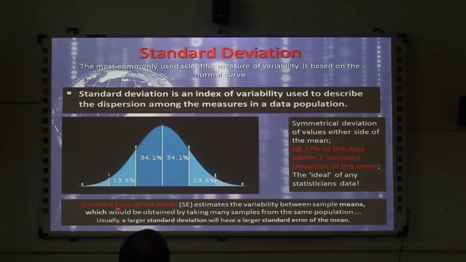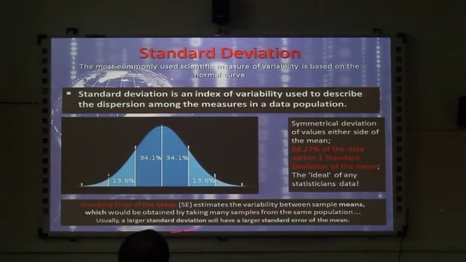People also use the standard error of the mean, which looks at the variability between sample means you get from taking many samples from one population. So a larger standard deviation will often have a larger standard error. Standard error is quoted much less. You can note that it's there, but don't worry about it for the moment. Standard deviation is what you want to put in all of your papers.